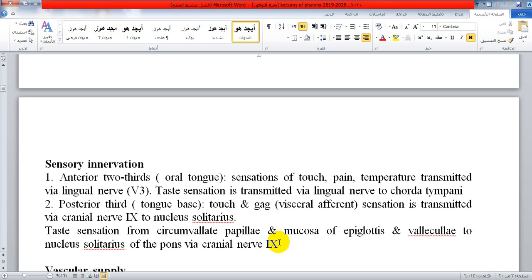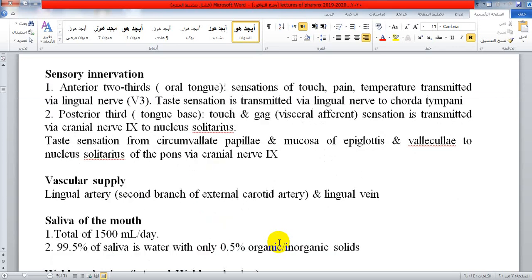Taste sensation from circumvallate papillae and the mucosa of epiglottis and valleculae goes to the nucleus solitarius via cranial nerve number 9. The vascular supply of the tongue is from lingual artery, which is the second branch of the external carotid artery, and drained via the lingual vein.